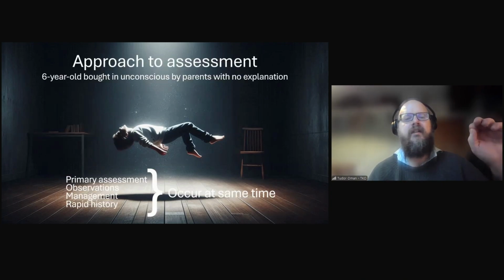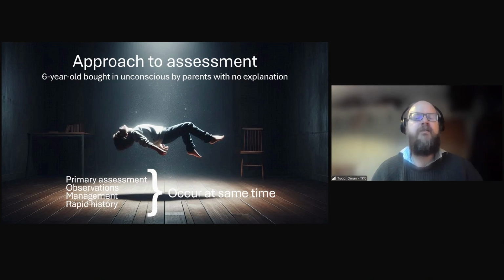6-year-old boy brought in unconscious by the parents, was previously well, no past medical history, no drug history, found unconscious in bed in the morning, as he didn't turn up for breakfast. And that's all the history that we have.